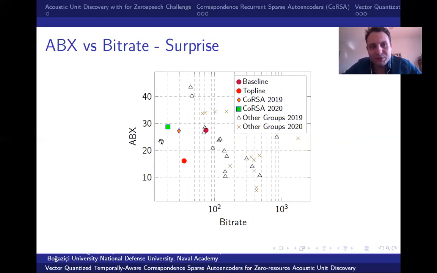And this figure shows the performance on the surprise language. It can be seen that we actually did a little bit too much of compression here. We would have got lower ABXs if we didn't compress so much this year when compared to our last year's result. And the top line is here, but still we can see that our approach can be an outlier compared to last year's and this year's other systems' results.